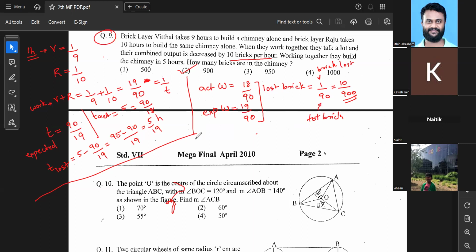If anyone has not written, they can take a screenshot or maybe write fast. I'll wait for a few seconds.